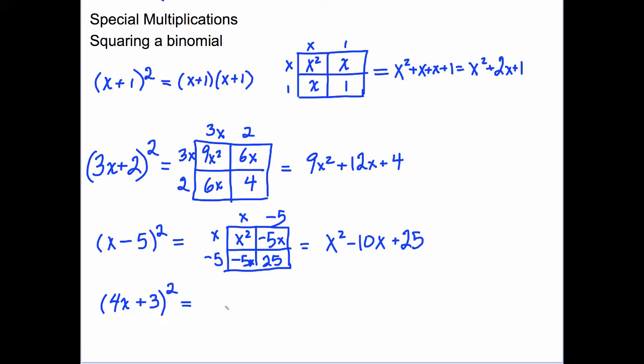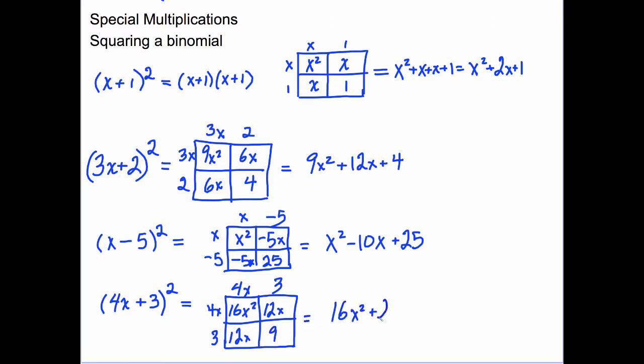And lastly, 4x plus 3 squared. Again, we'll set those up with expansion boxes. So it would be 4x plus 3, 4x plus 3. This would be 16x squared, 12x, 12x, and 9. And this would be 16x squared plus 24x plus 9.